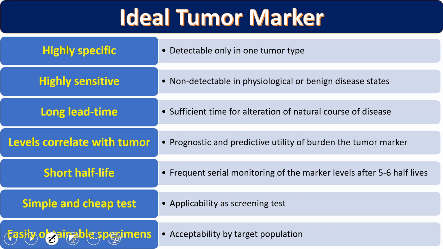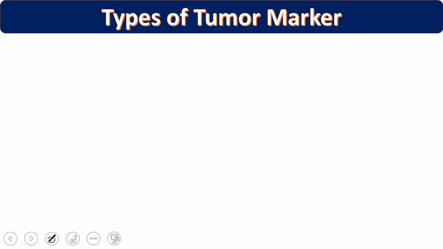So these are the characteristic features which an ideal tumor marker should have, but it is not necessarily possible that every feature will be present in every tumor marker. So the more of these characteristic features a tumor marker has, the better a tumor marker it will be.